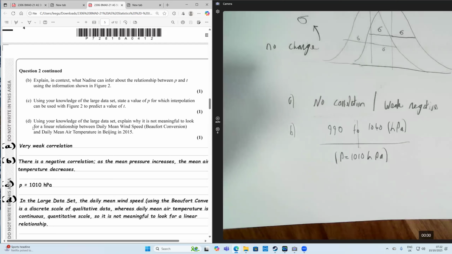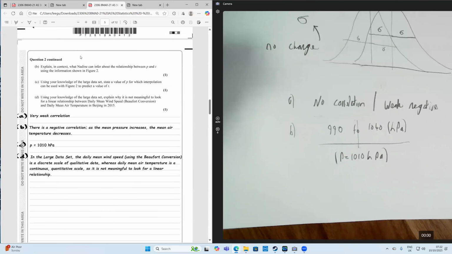And then finally, it says, and I've seen this come up a few times, using your knowledge of the large data set, explain why it is not meaningful to look for a linear relationship between the daily mean wind speed using the Beaufort conversion and the daily mean air temperature in Beijing. So in other words, why can we not compare these two things?